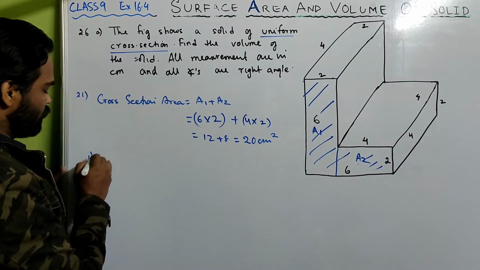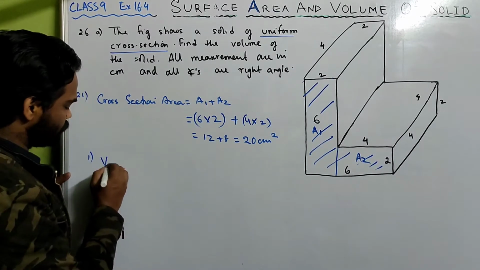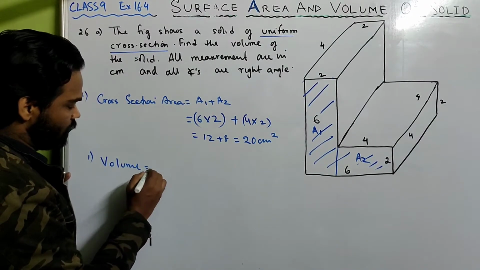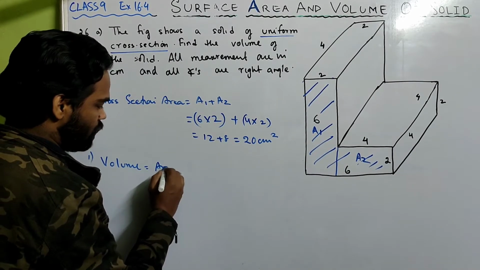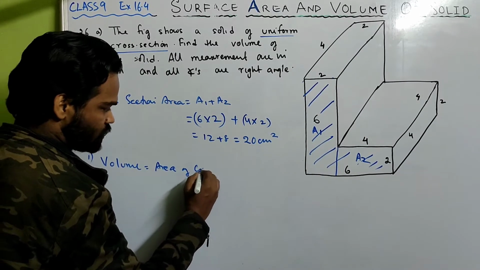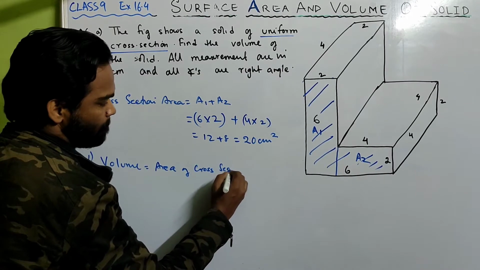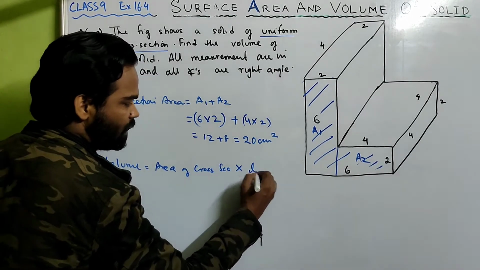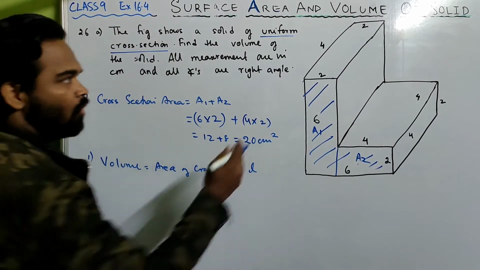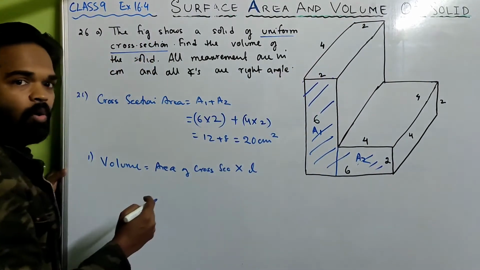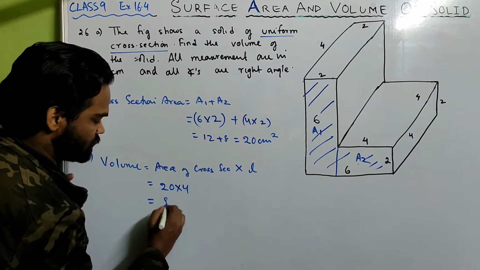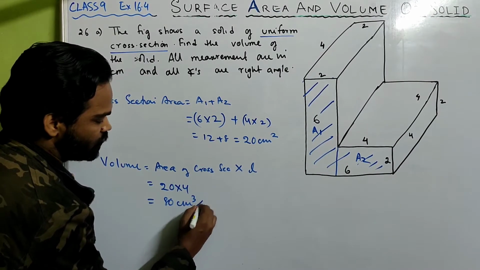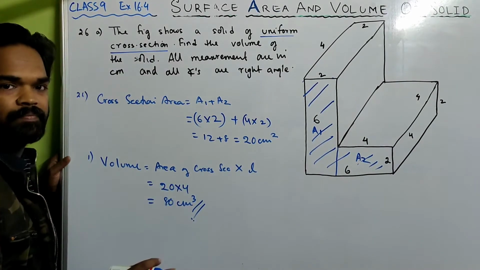Once you get the area of cross section, the volume of a solid having uniform cross section area is area of cross section multiplied by length or breadth or height. Over here, the length is 4. So area of cross section is 20 multiplied by 4. That's 80 centimeter cube. Very simple.